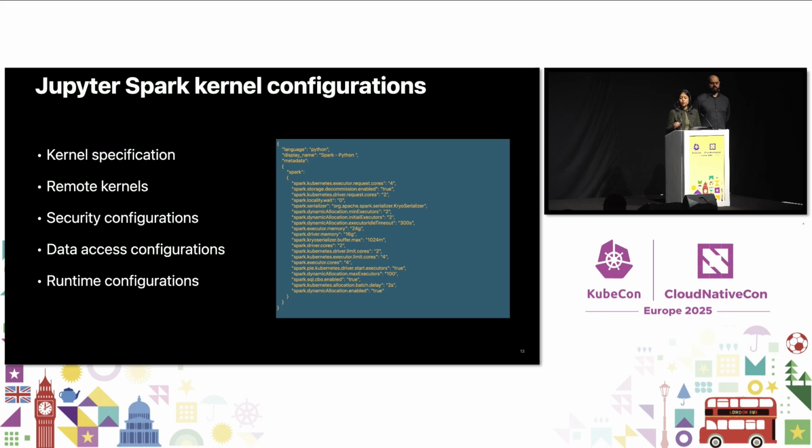And our kernel configurations are organized as a hierarchy for easier management of properties and to support different versions of Spark. And then we flatten that in our metastore for implementation simplicity and to better use them in the Jupyter environment.